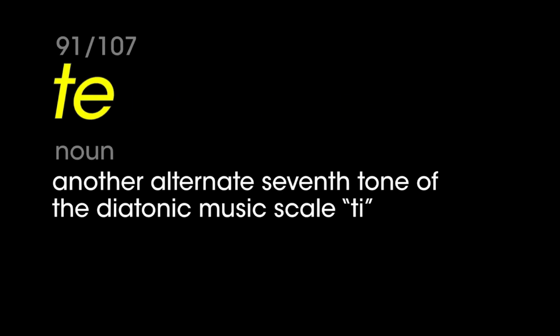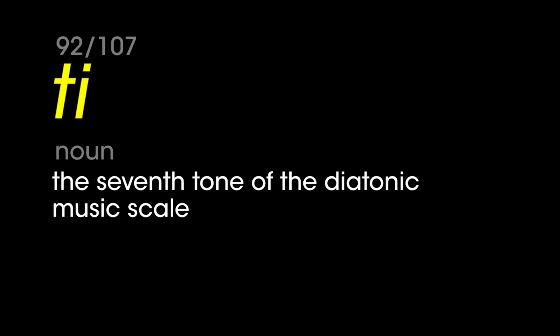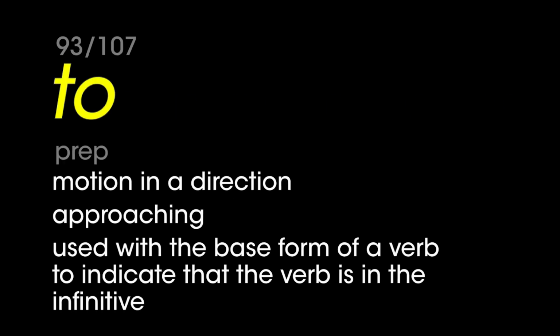Ta is an informal way of saying thank you, which I didn't know. I think this is a British thing. Te is another alternative seventh note to the diatonic music scale. Why does that have so many alternates? I don't know. Te and the other one, Ti. There it is. Ti, the seventh note of the diatonic scale. The actual one. All those imposters.